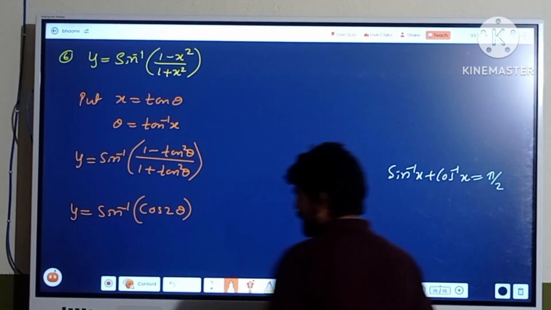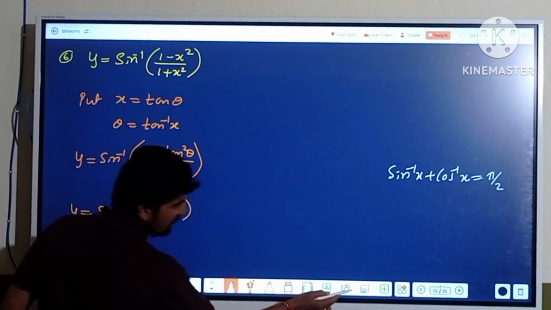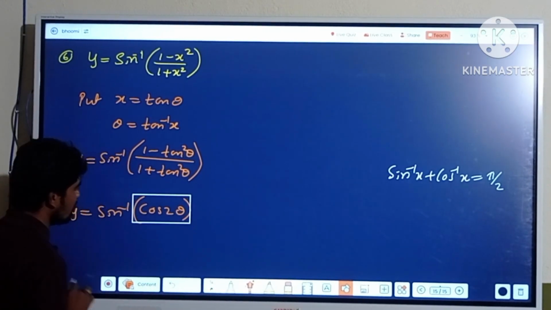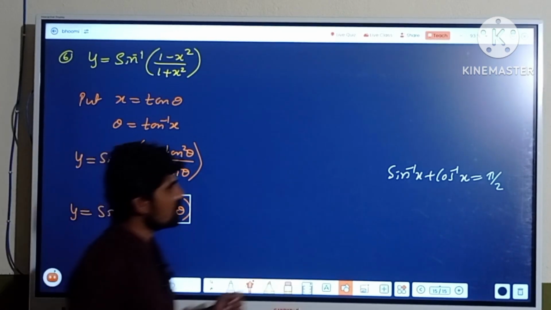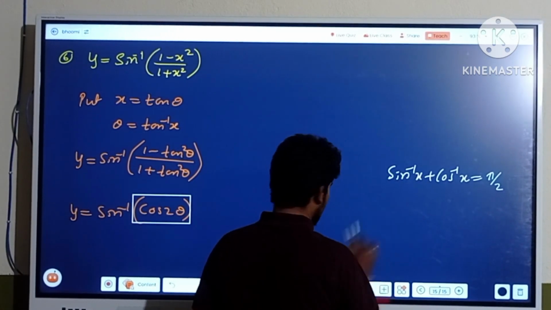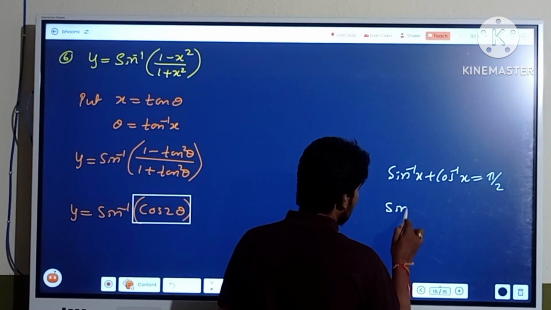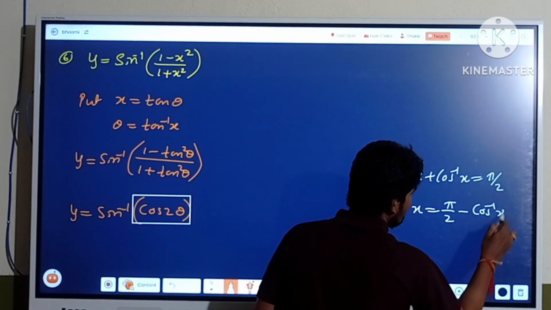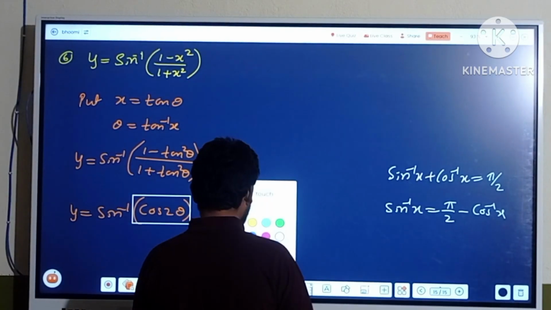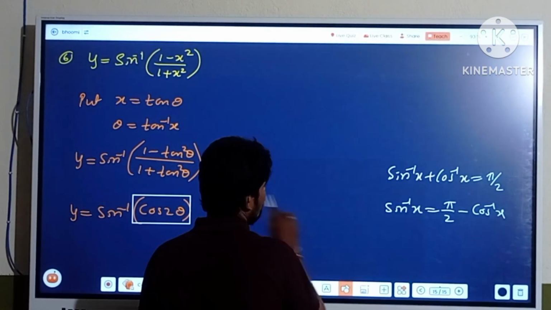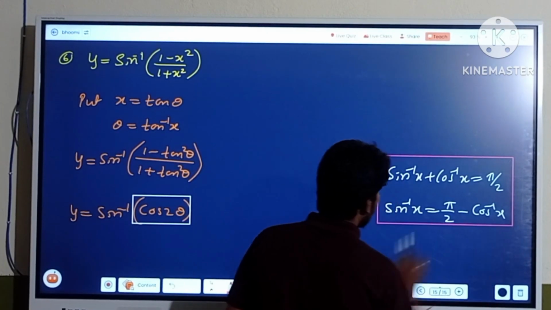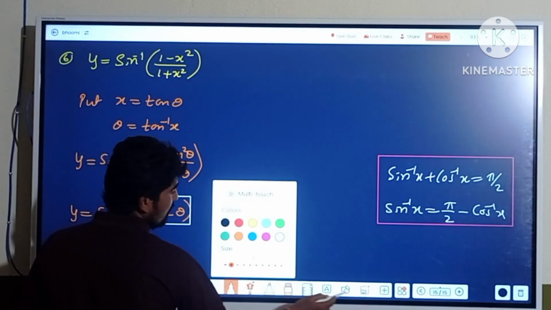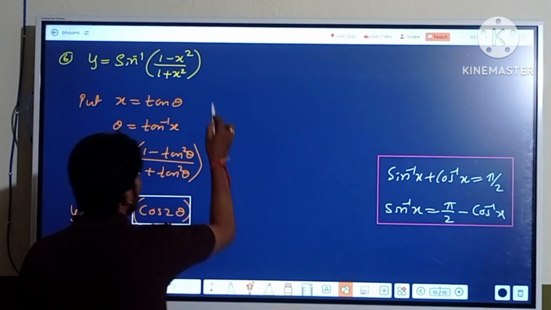So now it is of the form sin inverse of x. What is x here? This entire cos 2 theta is the x. So sin inverse of x. By using this, we can write sin inverse of x is equal to pi by 2 minus cos inverse of x. So therefore, by using this property, y becomes what?